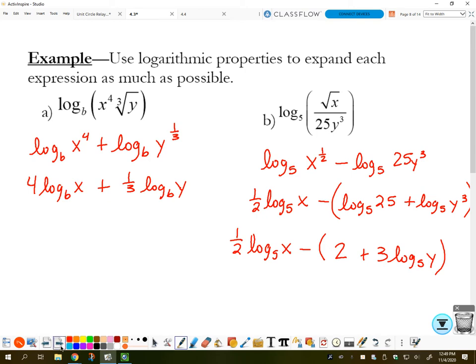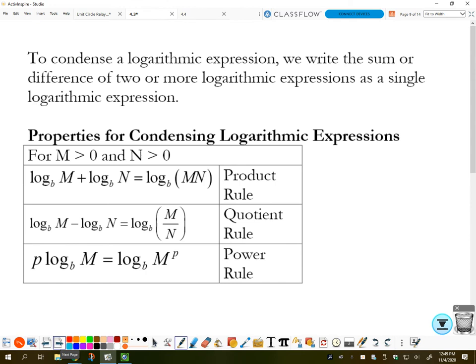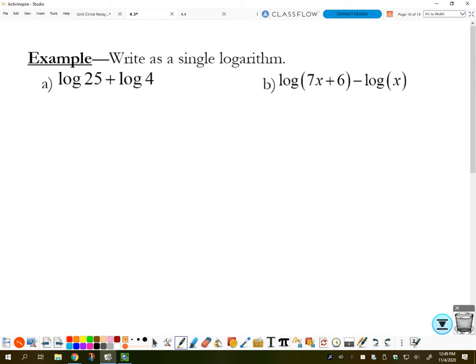Alright, so that's expanding. Your properties work to condense. These are the same properties you already wrote. Don't write them again. They just flipped them around and said if you have this, it can become this. Because the properties work both ways. Alright, so using your properties to condense. When you condense, you want one log with the argument looking pretty ugly, usually. Sometimes they work out nicely.